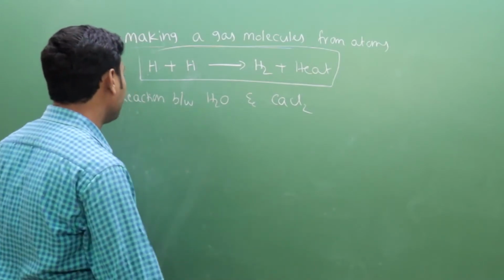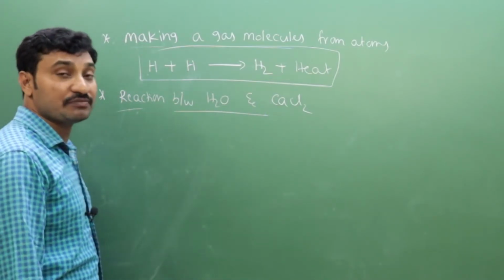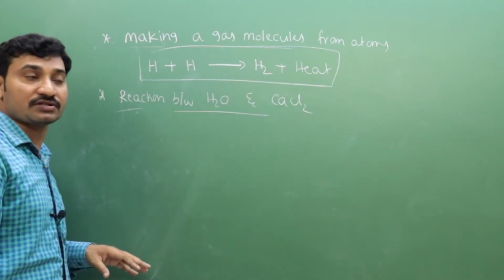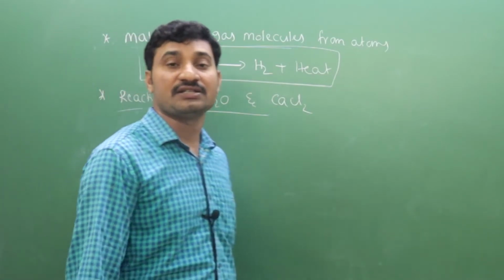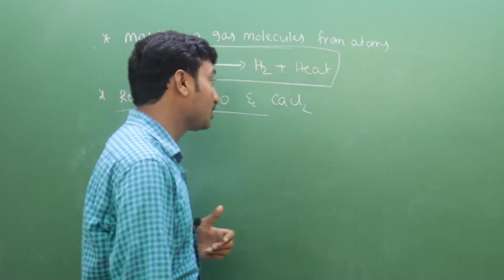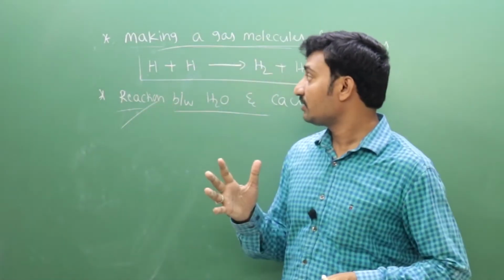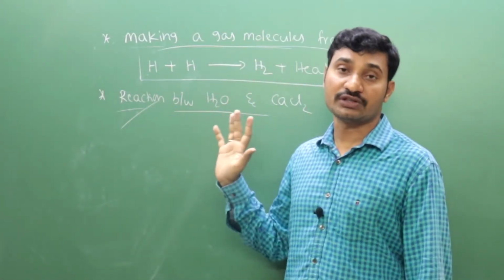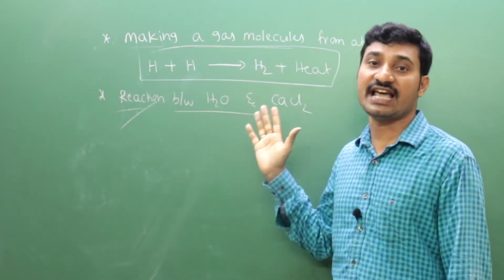Heat is evolved. The reaction between H2O and CaCl2, calcium chloride, is also an exothermic process. When water is added to CaCl2, some amount of heat is evolved. So this is also an example of an exothermic process. Finally, these are some examples of exothermic reactions. Exothermic reaction means heat is evolved.